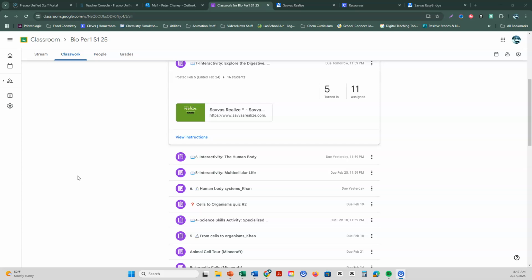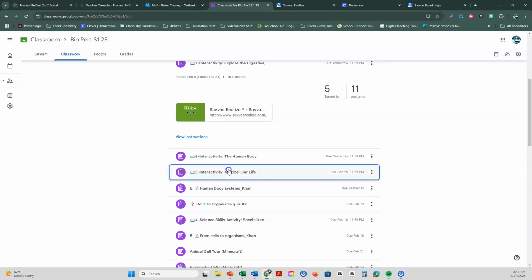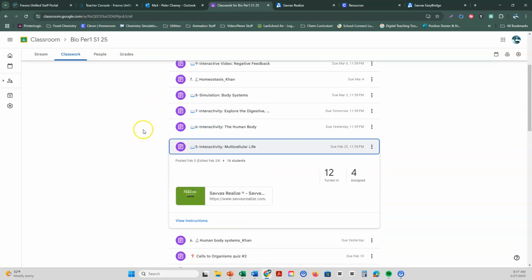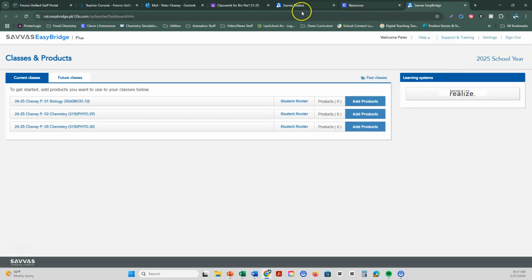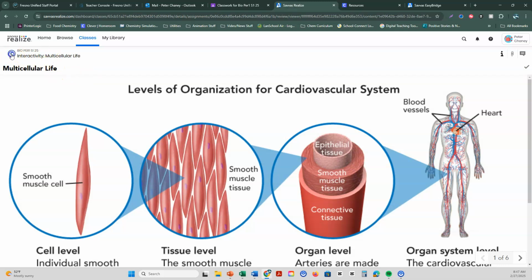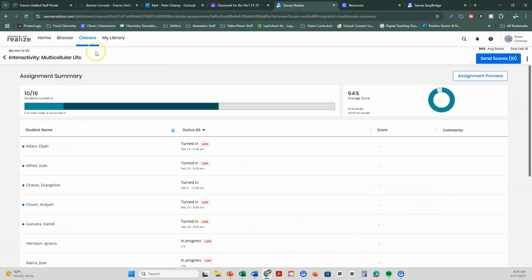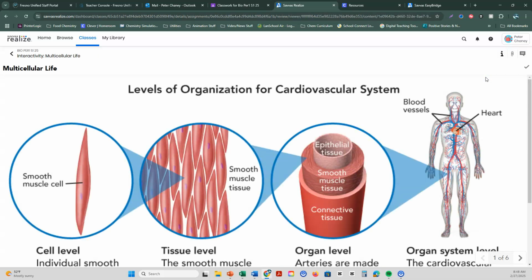This is a three-part series. The first one I'm going to go through is Interactivity Multicellular Life. This is textbook assignment number 5 in our Google Classroom. When you click on this link, it will take you to our online textbook, Easy Bridge. The first one we're going to do is Multicellular Life, and I just want to go through and show the screens that are involved and how the answers are found. That's how we do it.